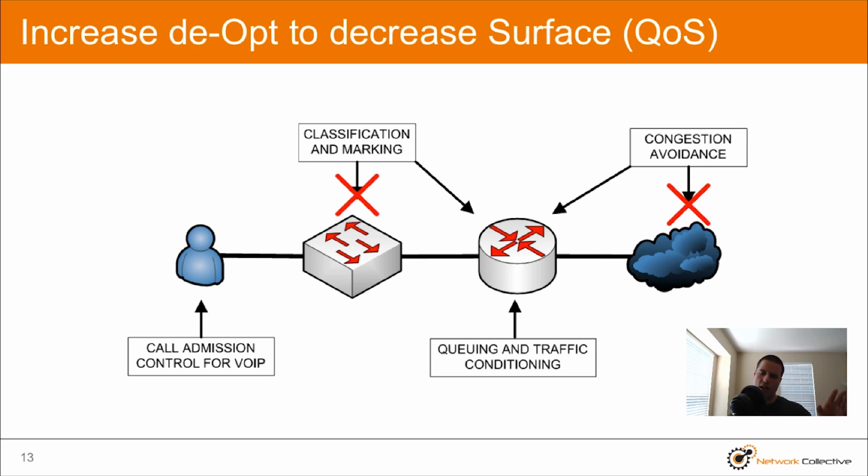We might just say on the ingress LAN, I'm going to do my classification and marking. And then on my egress WAN, I'm going to do queuing, traffic conditioning, and congestion avoidance. So this one router is doing 5 different QoS functions. Now, we all know that's not that big of a deal. Those of us who have deployed QoS before, it's very, very common.